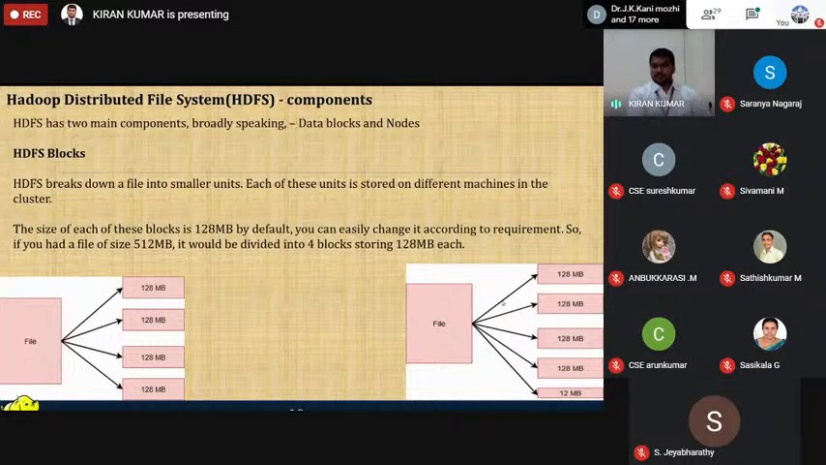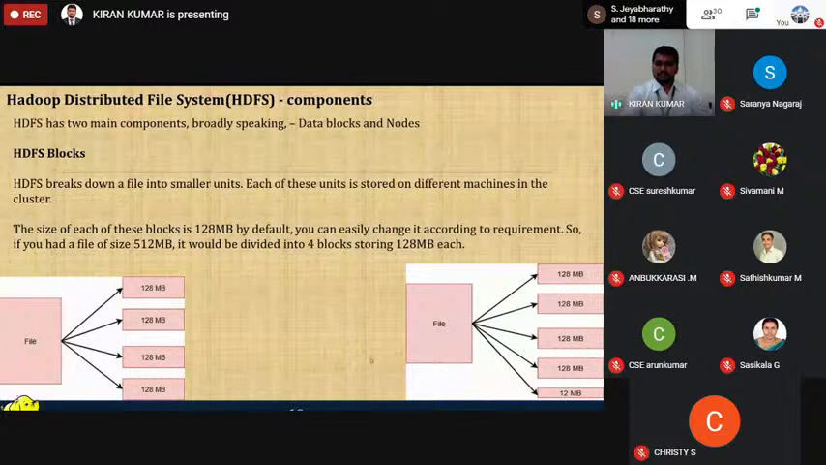And here is one more example. My data is 524 MB. So the first 4 blocks you can see are 128, 128, 128, 128. And I am left with only 12 MB. Hadoop also saves the space according to the left out data. So I am just left with 12 MB of data, and Hadoop creates a block only to suit the 12 MB of data. This fifth block will not be a 128 MB block. It will be just a 12 MB block.